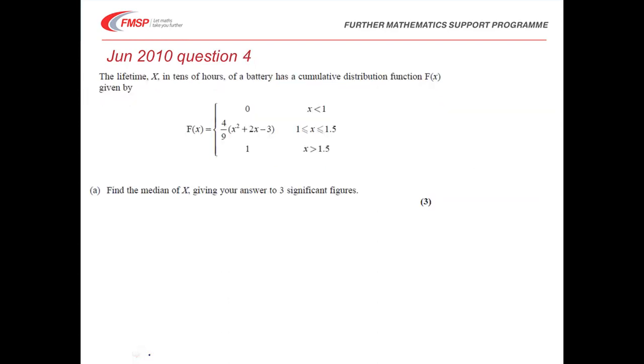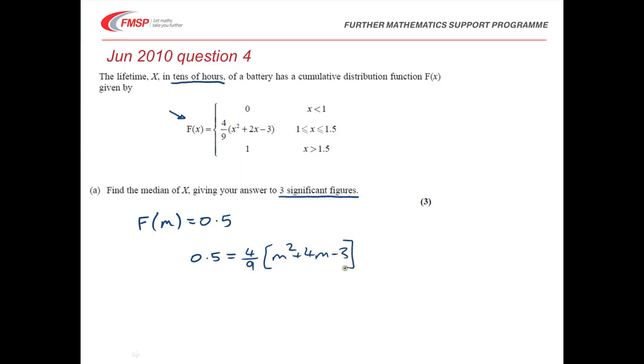So this time in this question, June 2010 question 4, we're given the lifetime in tens of hours, and it's always useful to make sure you're aware of your units, of a battery has a cumulative distribution function. So this time we are given big f of x. As before, we're then asked to find the median of x, giving your answer to 3 significant figures. Now, bit of advice, make sure you're giving your answer to 3 significant figures. If you don't, you will lose an accuracy mark. So again, as before, the definition is it's a value m such that its big F is equal to 0.5. Substituting that in, we get 0.5 is equal to 4/9 of m squared plus 4m minus 3. And now it's just a question of solving that.